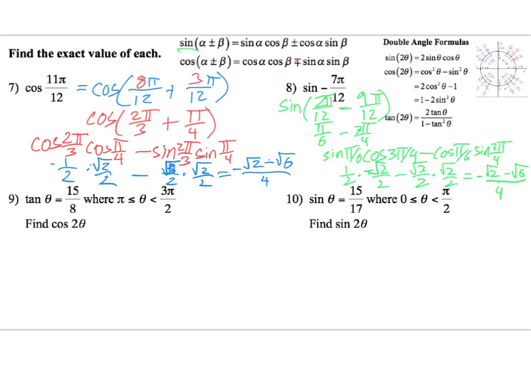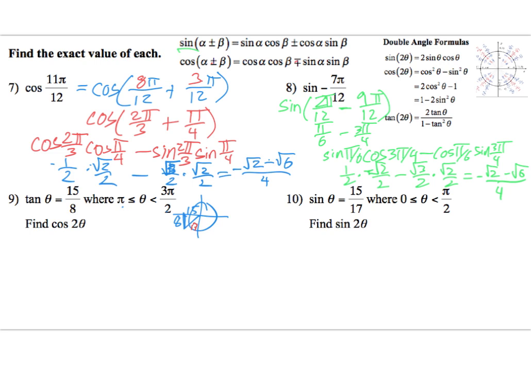For the next one, we got to do a little bit more work. We got to find cosine of 2 times an angle when we're given tangent. We're also told that this is between pi and 3 pi over 2, so we're down here somewhere. If this is 8 over 15, that means that the opposite over the adjacent would be 8 over 15. That happens to be a Pythagorean triple. It's going to be 8, 15, 17.